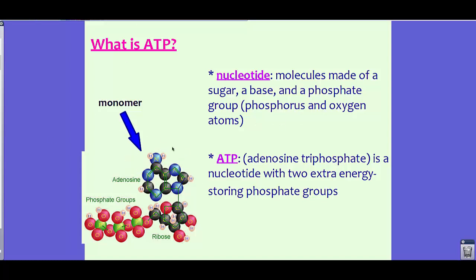In this picture here, this is your adenosine. This is a monomer, so the nucleotides are monomers of nucleic acids. Now, ATP stands for adenosine triphosphate. While I'm not going to make you memorize the word adenosine triphosphate, I want you to recognize that ATP is a storage unit of energy, and that the P, this triphosphate, stands for 3 phosphates. So in essence, adenosine triphosphate is an adenosine with 2 extra energy storing phosphate groups. And if we were to take a picture, this is sort of what it's going to look like.